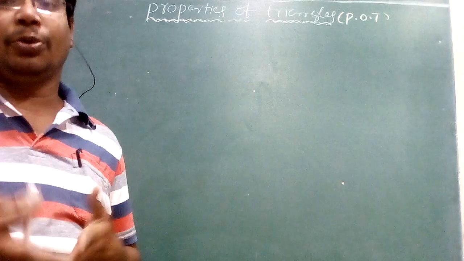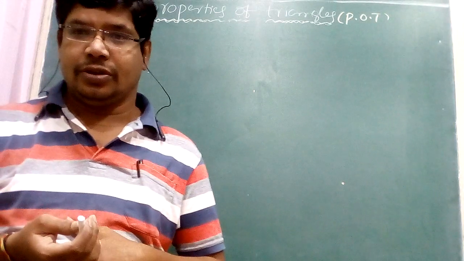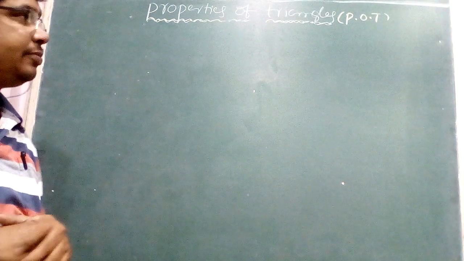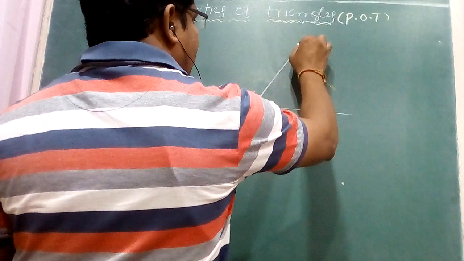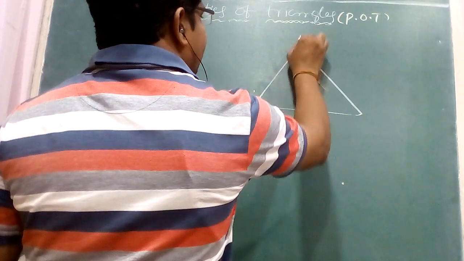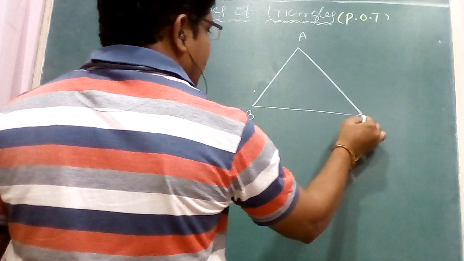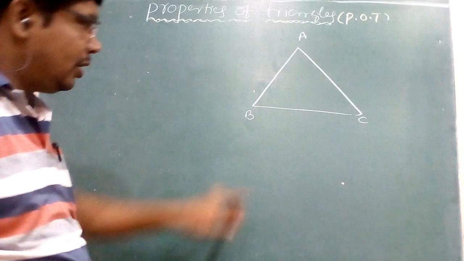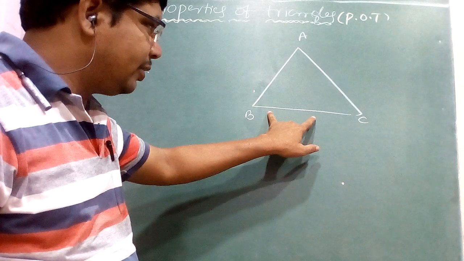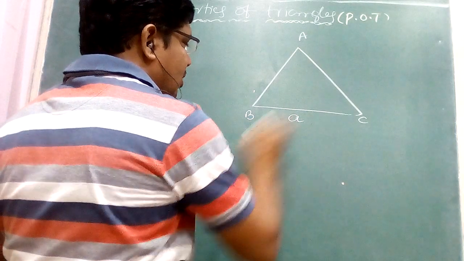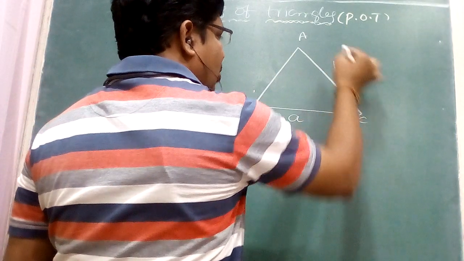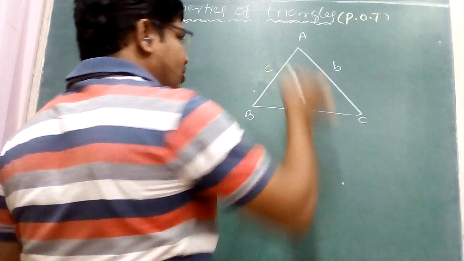Now I am explaining related to trigonometry, some more properties. Now, properties of triangles, or you can call it POT. Before going to that one, now in triangle ABC, the length of side BC, this is opposite to A, so this length you can take as small a. Opposite to B, this length you can take as small b. Opposite to C, this length you can take as small c.